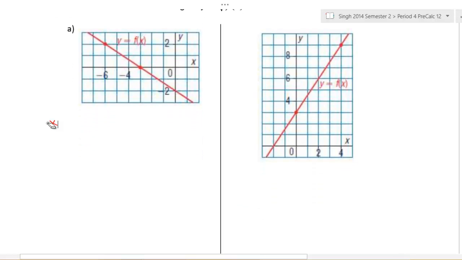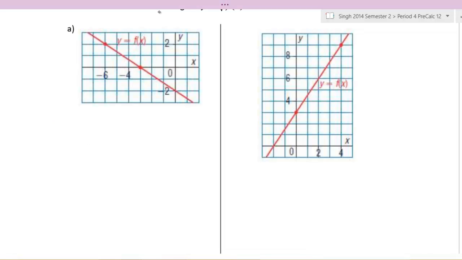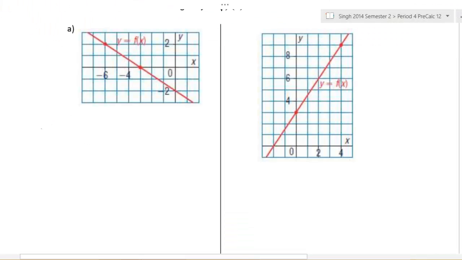X, let me pick a different color here. X, the y values are going to be represented by f of x, and then I'm going to have a third column in my table of values, and that's going to represent the square root of f of x. I want to take the square root of each of those functions. That's what a radical is. So let me make a list of points here.